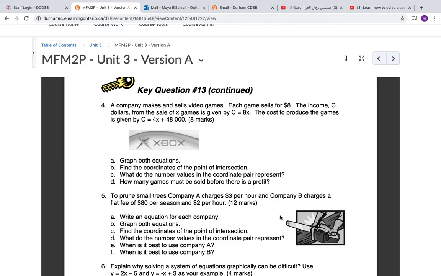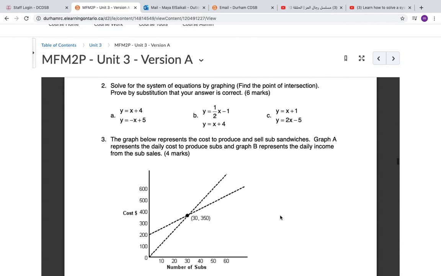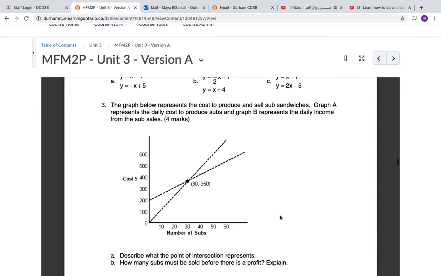So for questions 3 and 4, the questions that you had from lesson 13. Question 3 is giving you a graph, and the graph represents the cost to produce and sell sub sandwiches. Graph A represents the daily cost to produce subs, and graph B represents the daily income from the sub sales.